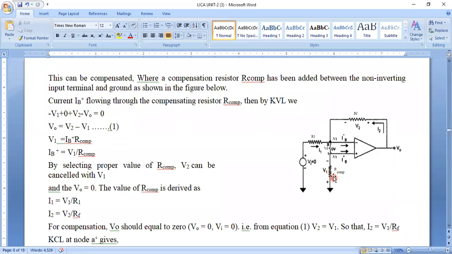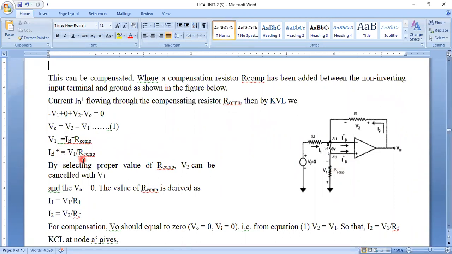Compensating resistance, whereas V1 is nothing but the drop with respect to IB. IB is the base current in the inverting terminal into R compensating resistance. As per Ohm's law, V is equal to IR. So V1 is equal to the base current into R compensating resistance. From that we can define the base current: IB is equal to V1 divided by R compensating.